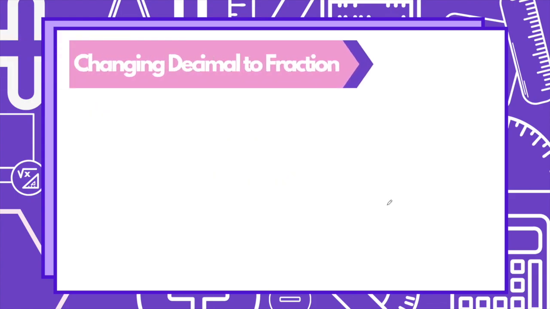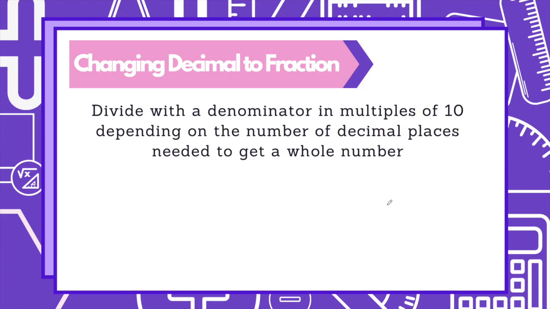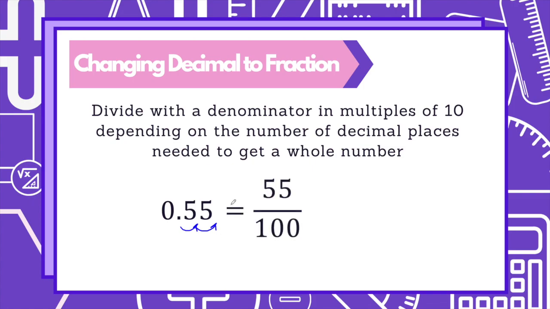Now in changing decimal into fraction, we divide by a denominator in multiples of 10 depending on the number of decimal places needed to get a whole number. So for example, we have 0.55. For 0.55 to be considered a whole number, we have to move the decimal point twice to the right. So with the steps given, we have to divide by a denominator in multiples of 10. Since we move the decimal point twice to the right, we divide 55 by 100.